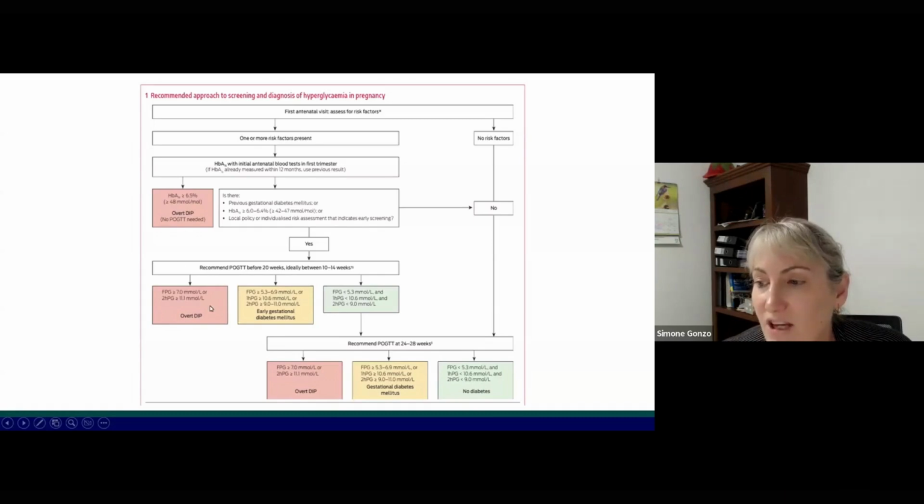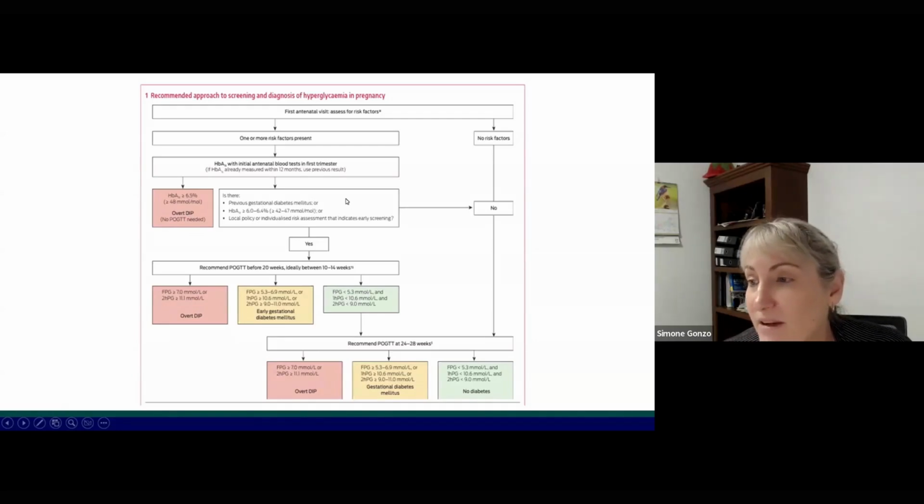The way this flowchart is set out, our overt DIPs are all on the left, and on the right we have the non-diabetic patients. So with an HbA1c at the initial antenatal blood test in the first trimester, an HbA1c of greater than 6.5 is overt DIP, off to our tertiary healthcare or early referral.